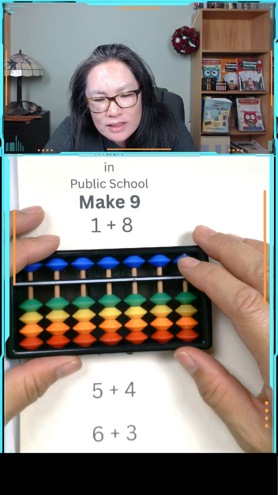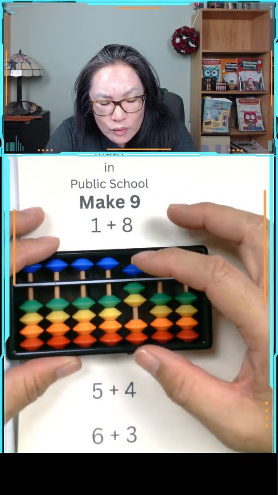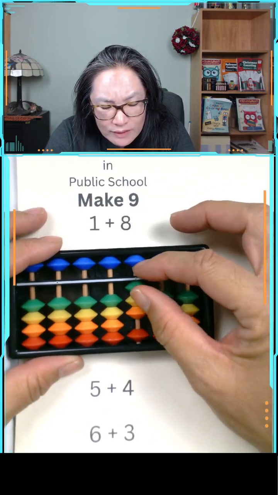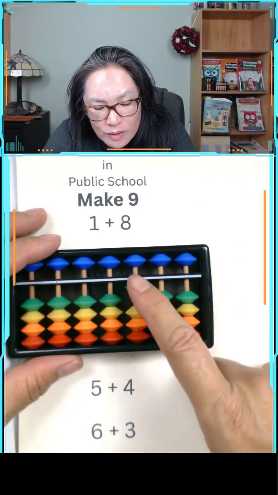7 minus 8. If we have 7, take away 8, what we would do is we would have to do the reverse. We would have to have 8 first and then take away 7. So your answer would be 1. But if that's a negative number, you have to keep track of that. So it would be minus 1.